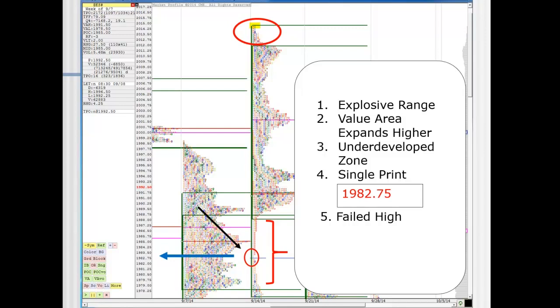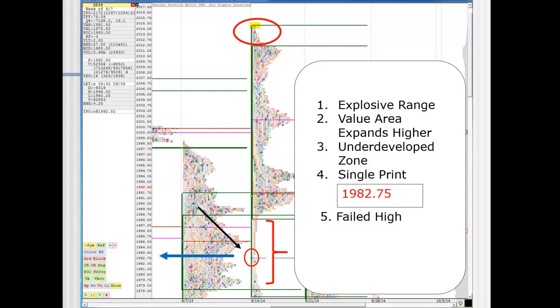So that now tells me a high that's been tested twice, the probability of a third test is there, but if it's not tested a third time, then that will be considered a high that was tested twice and failed twice. That is not a very strong high. That is in fact a weak high.